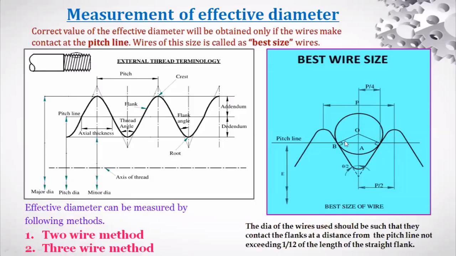If you take a bigger diameter wire and it does not come in contact with the pitch line, then it is not the best wire. And suppose you take a small wire and it goes to sit here at the bottom, you can see the cursor. If it sits at the bottom side, then it will be the smaller one. So not the bigger one, not the smaller one. You have to select the best size, best wire size.